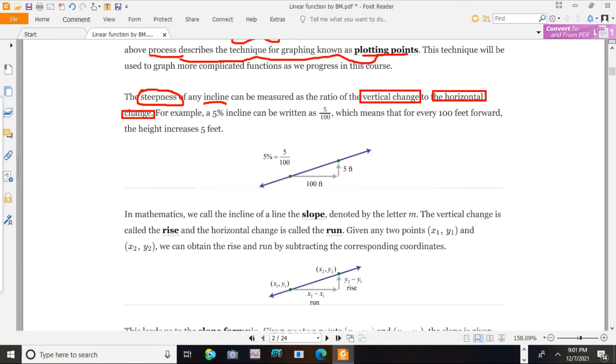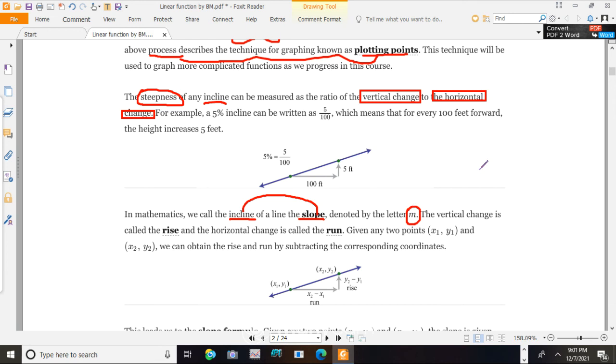In mathematics, we call the incline of a line the slope, denoted by the letter m. Incline means slope. Sometimes we use a, but mostly we use the letter m.